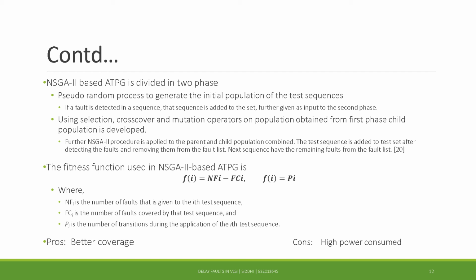The fitness function used in NSGA2 based ATPG is Fi equal to NFi minus FCi, where Fi is equal to Pi. NFi is the number of faults that is given to the ith test sequence. FCi is the number of faults covered by the test sequence, and Pi is the number of transitions during the application of the ith test sequence. The upside of this methodology is it provides better coverage, but on the other hand, it consumes high power.